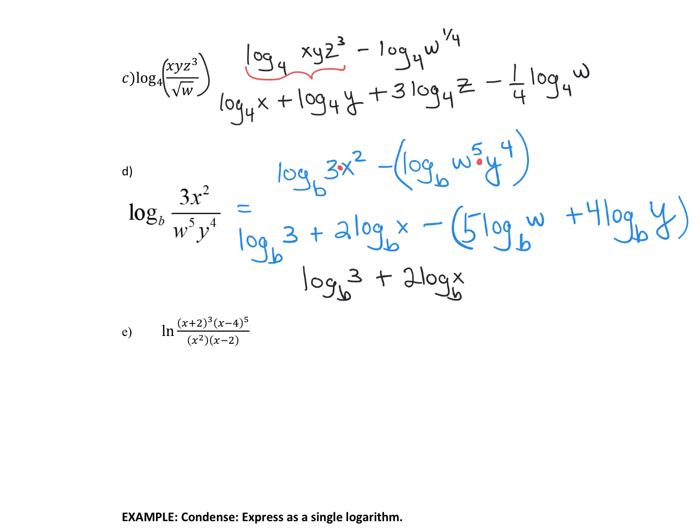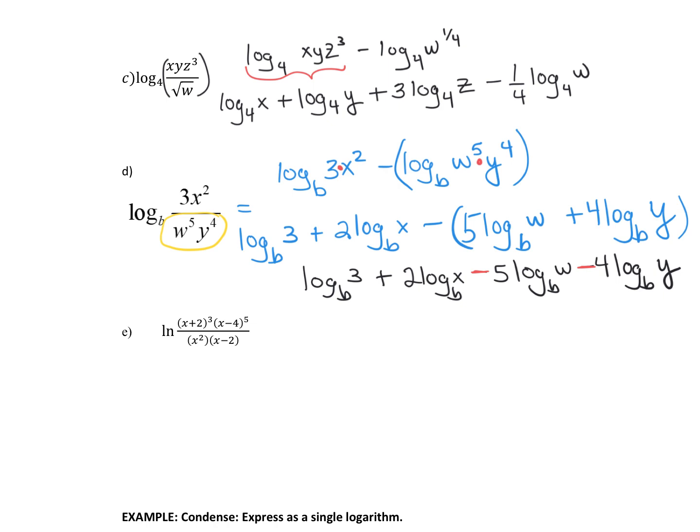When I distribute this negative, I get minus 5 log base b of w minus 4 log base b of y. And what you should notice is that anything that was in the denominator has a minus sign here. So when we're going to put these back together, we're going to remember that if there's a minus sign in front of a logarithm, that means that part of it must have come from the denominator.